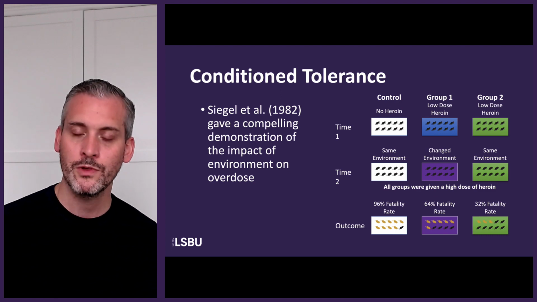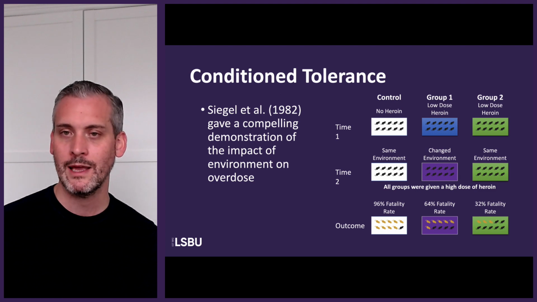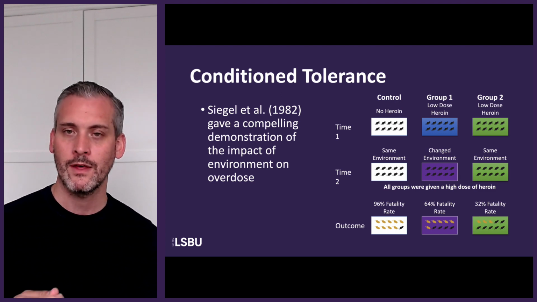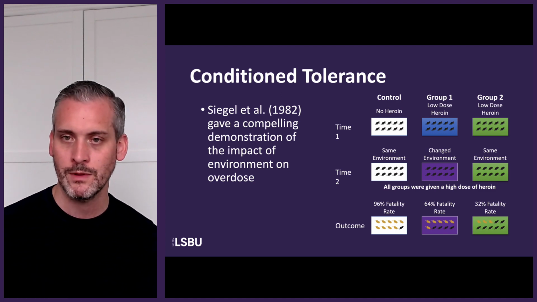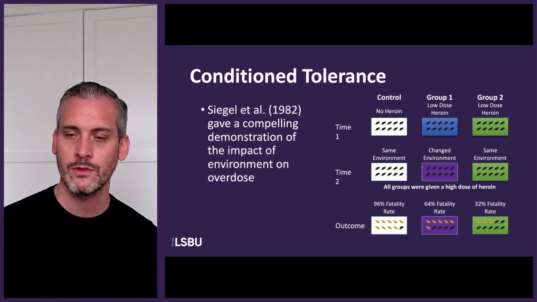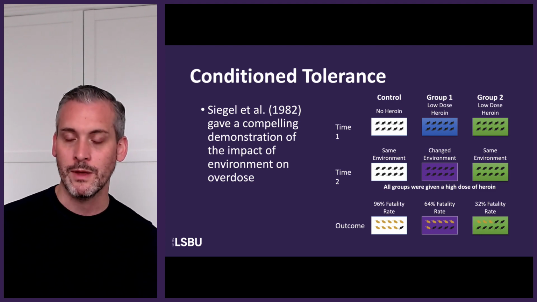All three groups are then given a high dose of heroin, and it's a high dose in the sense of being slightly higher than the maximum dose that the group one and group two rats had been habituated to, they'd become dependent on. So it was a slightly higher dose, a kind of a potential overdose. And what they were looking at, the outcome here, was the fatality rate.